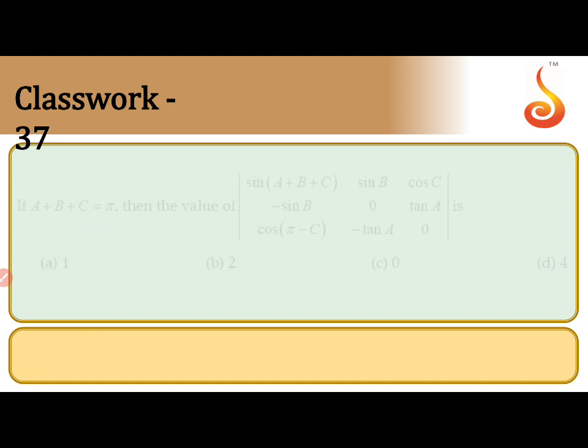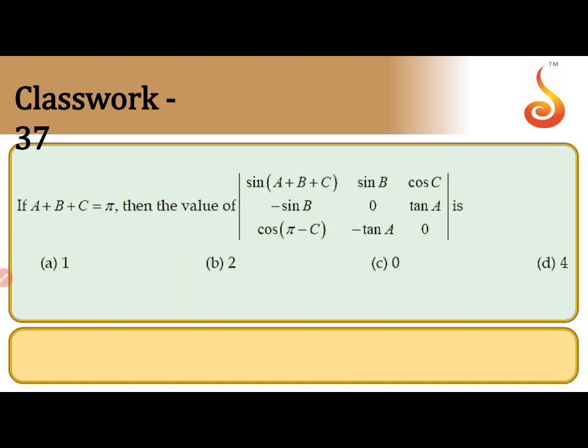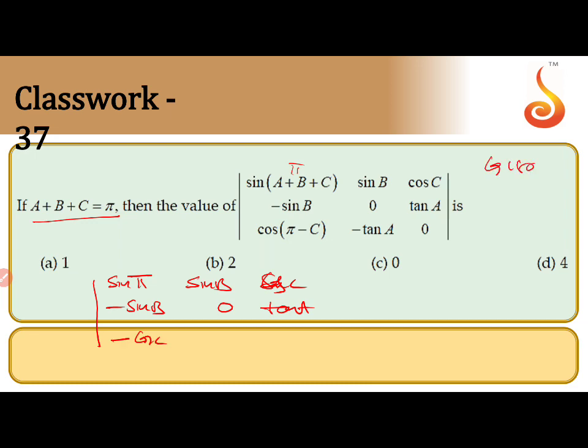The next question. A plus B plus C is pi, then find the value of the determinant with rows: sine of A plus B plus C, sine B, cos C; minus sine B, 0, tan A; cos of pi minus C, minus tan A, 0. Here A plus B plus C is 180, which is pi. The determinant becomes sine pi, sine B, cos C. Now minus sine B, 0, tan A. Cos of pi minus C is minus cos C, since cos of 180 minus theta is minus cos theta.